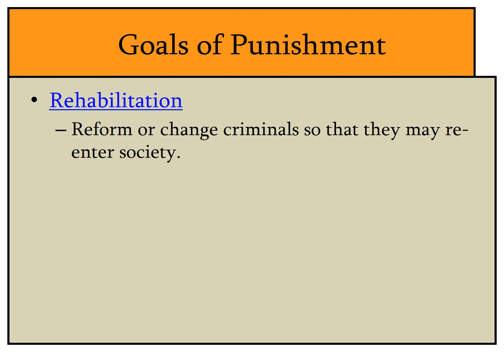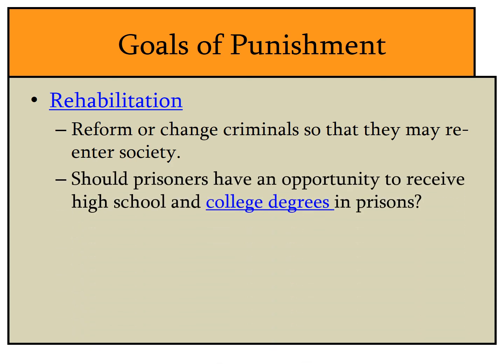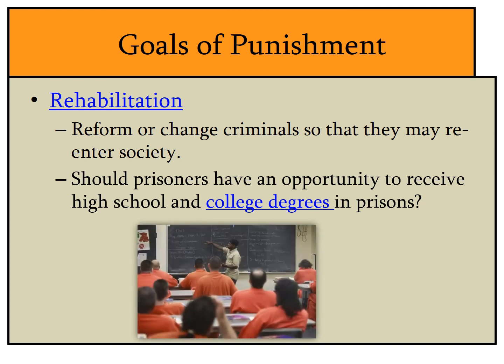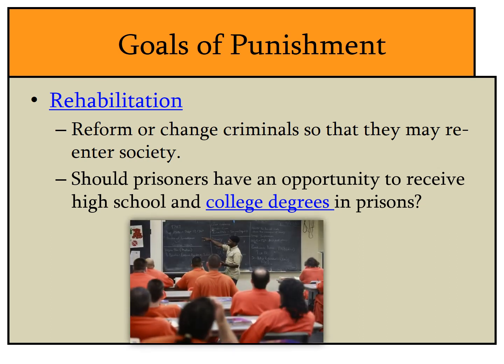The final thing that we're gonna talk about here is rehabilitation. Rehabilitation is where we try to reform or change an individual so that they may re-enter society. So we try to change somebody who violates a law, so that when they leave prisons or jail, they can re-enter society and become productive members of society. Unfortunately, we don't really do a good job at rehabilitation.